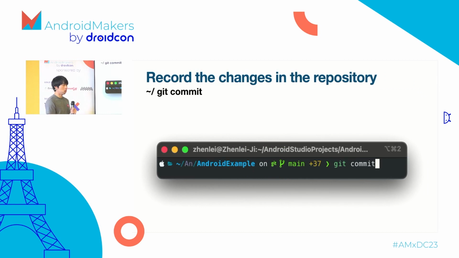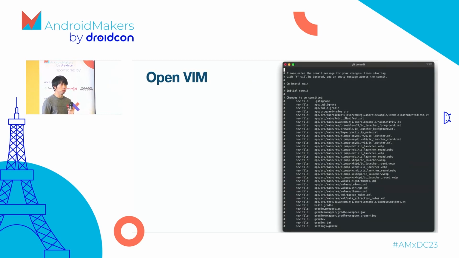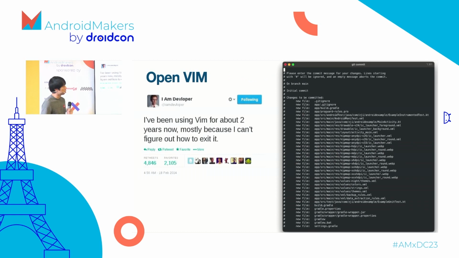And now you can perform the git commit. When you execute git commit, what is the problem with this? It opens Vim. If it's your first time seeing Vim, you'll probably feel like this image here. I've been using Vim for about 2 years now, mostly because I can't figure out how to exit.